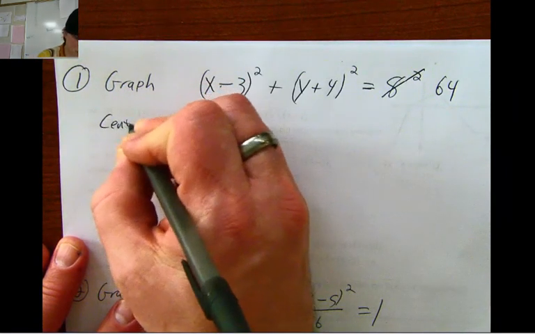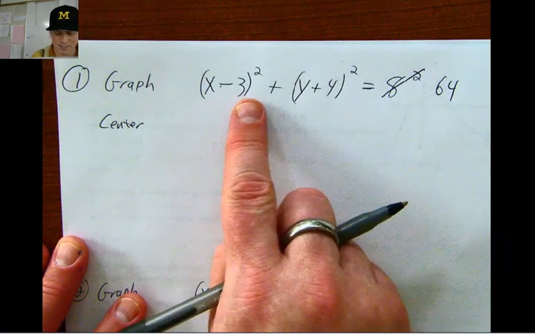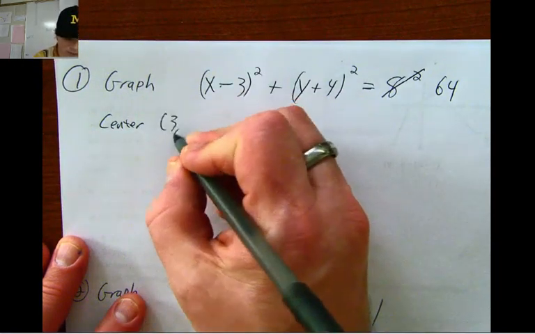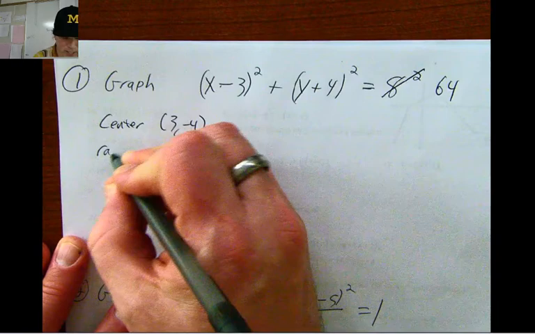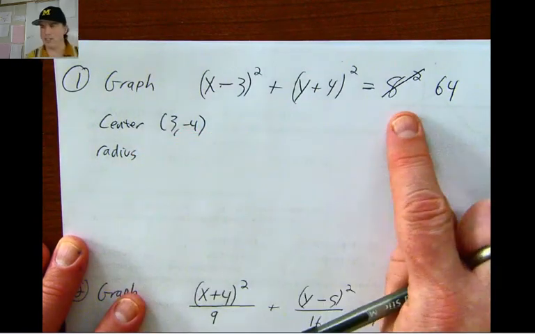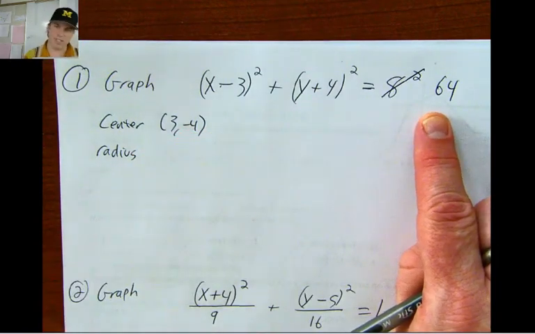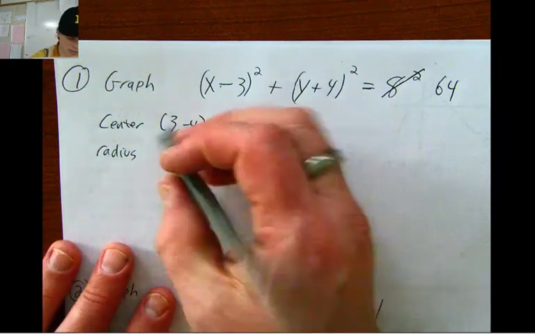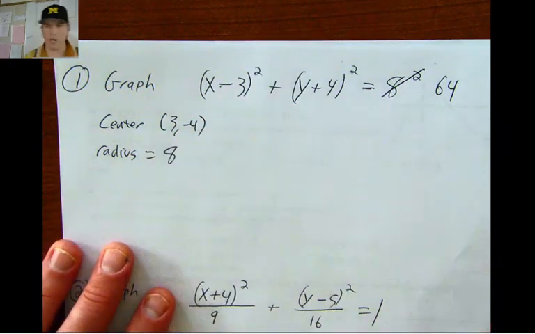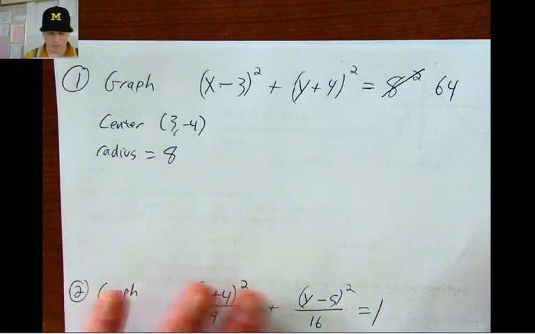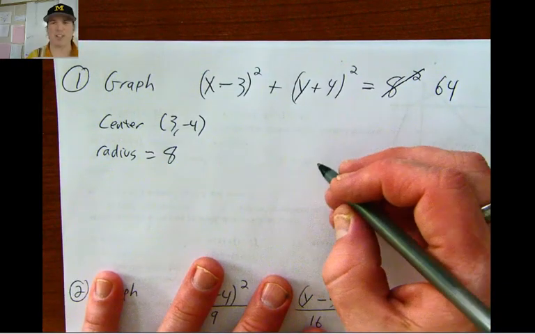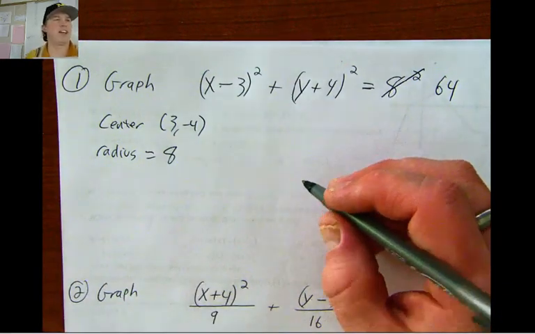Well, based off of what we saw before, that means that the center is going to be at 3, negative 4, and the radius squared is 64. The square root of 64 is 8. So the radius is equal to 8. Now we're going to get into graphing this. Look, it's a circle. I know what the graph's going to look like.